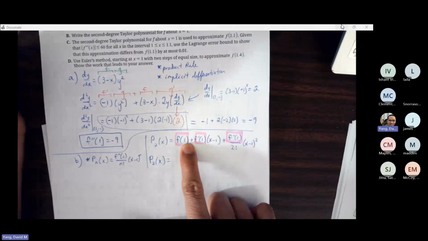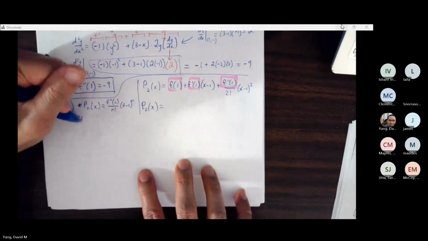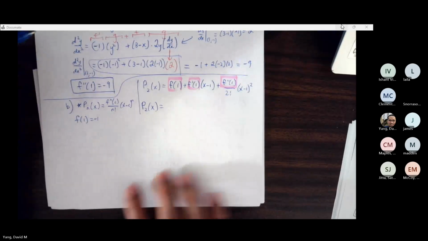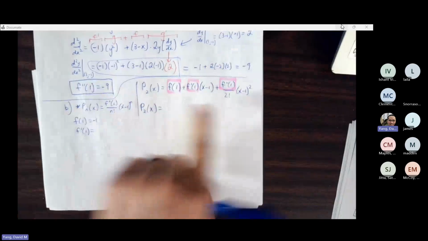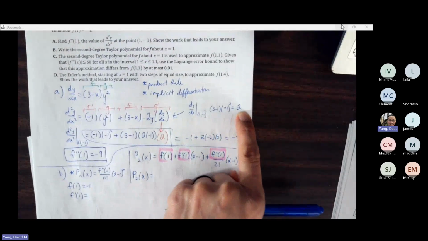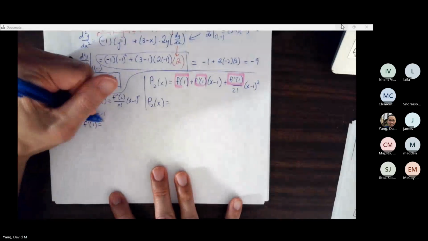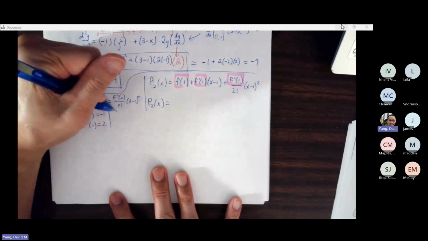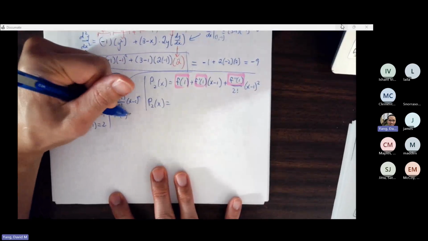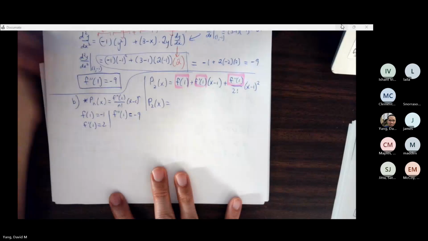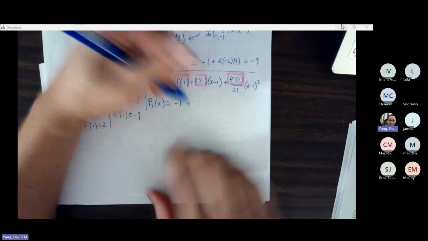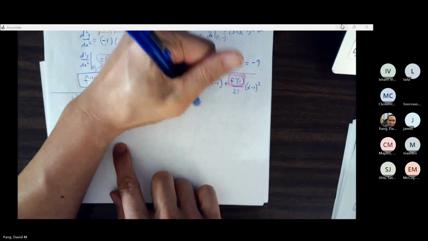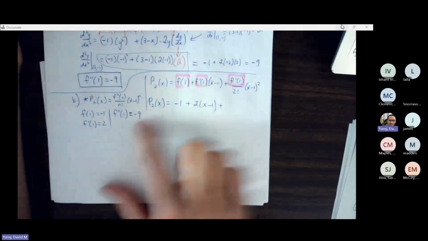So f of 1, they tell us is -1. F prime of 1, which is dy dx at 1, we found that as well, which is 2. And then we just found f double prime of 1, which is -9. Right? So f of 1, f prime of 1, f double prime of 1.